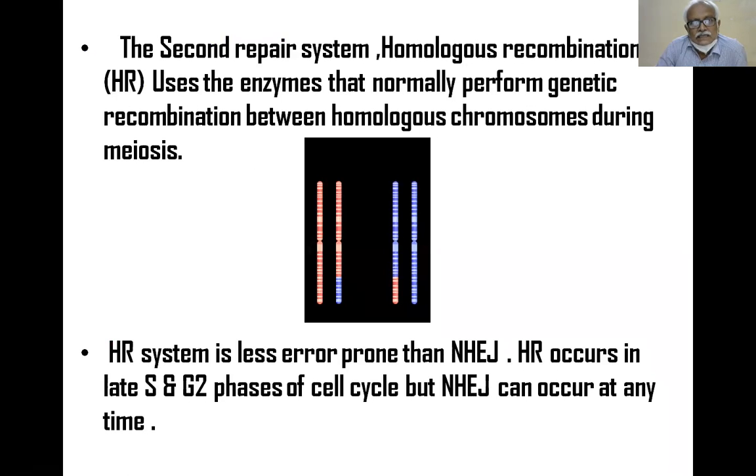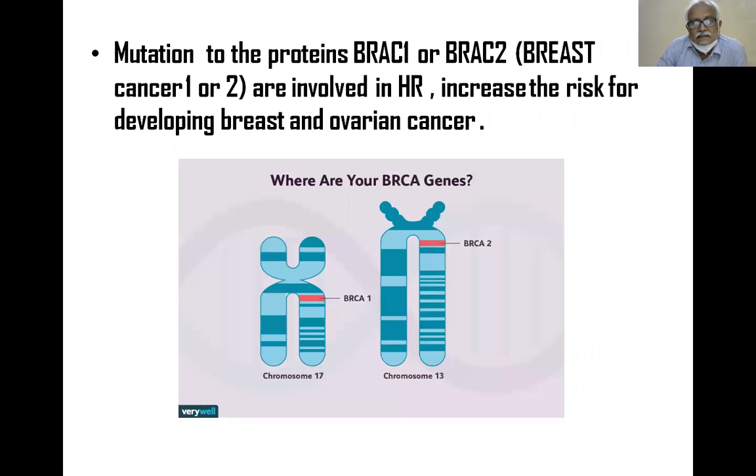So the second repair system is homologous recombination, HR, using enzymes that normally perform genetic recombination between homologous chromosomes during meiosis. The HR system is less error prone than NHEJ. HR occurs in late S and G2 phase of the cell cycle, but NHEJ can occur at any time in the cell replication.